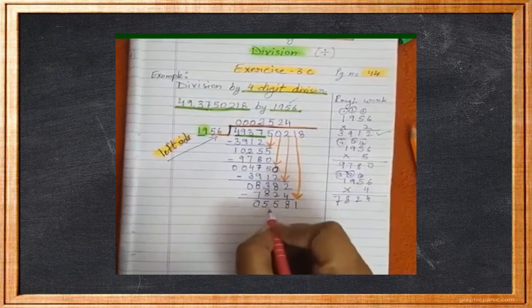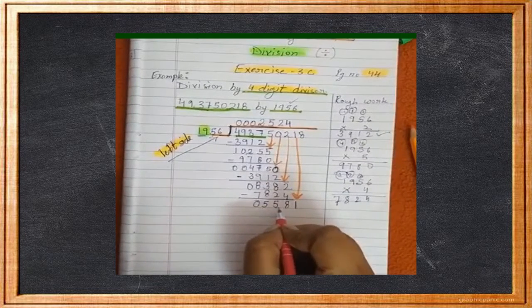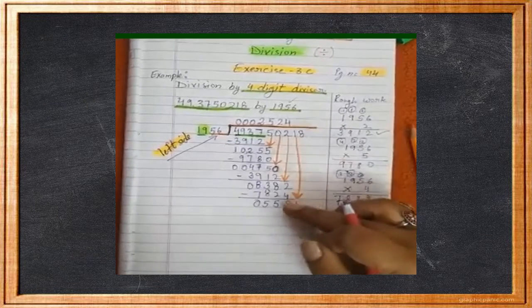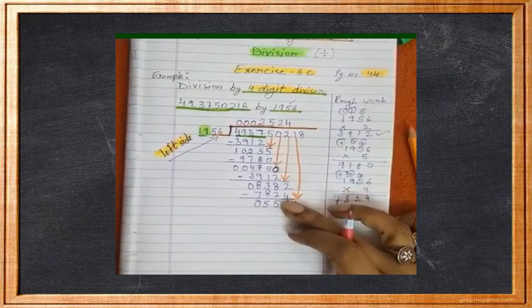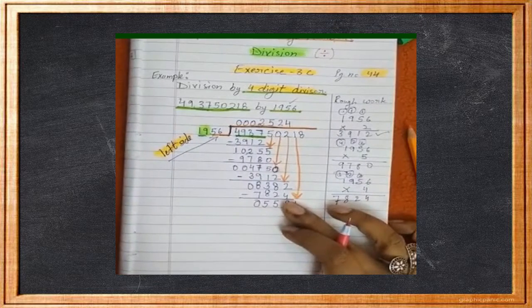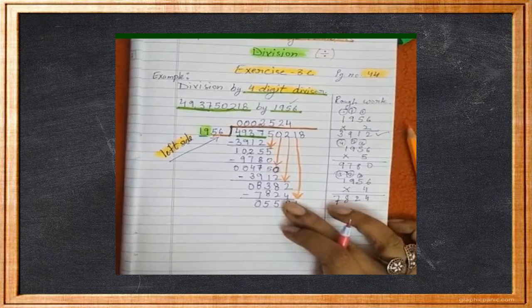Now children, your number is 5581. Again, forget about these two numbers. 55. Read 19's table. You would be reading 19's table until you get 55 or a number less than 55, and it should come in 19's table.